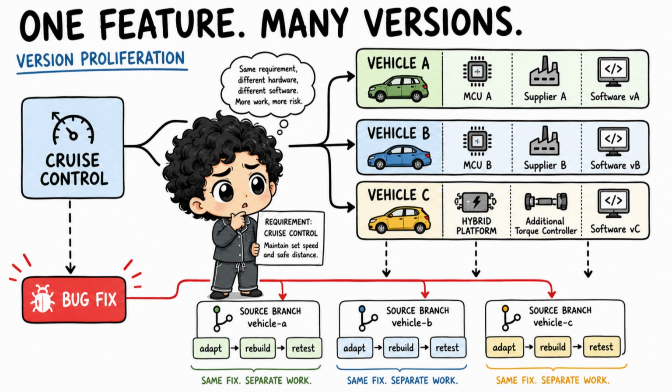Then a fourth vehicle arrives, then a new microcontroller, then a new supplier. Then somebody finds a bug. Now the difficult problem is no longer just writing cruise control logic, it is maintaining, integrating, and verifying an expanding family of related software systems. That is much closer to the real engineering reason AUTOSAR was created.